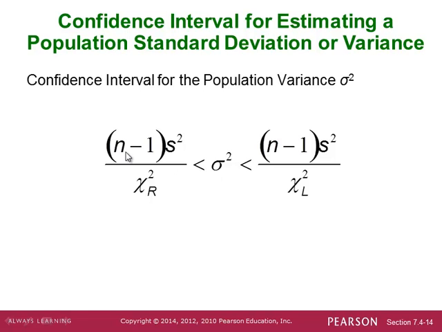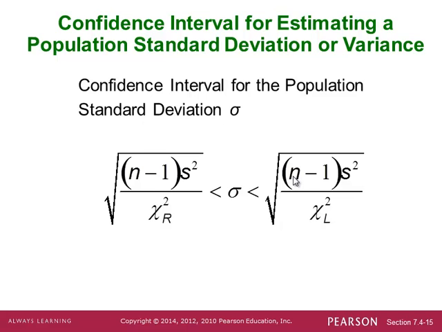You're going to, in the numerator, take n minus 1 times S squared for both the left and right limits. But in the left limit, you're going to divide by chi-square sub R. In the right limit, you're going to divide by chi-square sub L, which you saw how to extract those values from the table. And if you need a confidence interval for sigma, standard deviation, then just take square roots throughout.